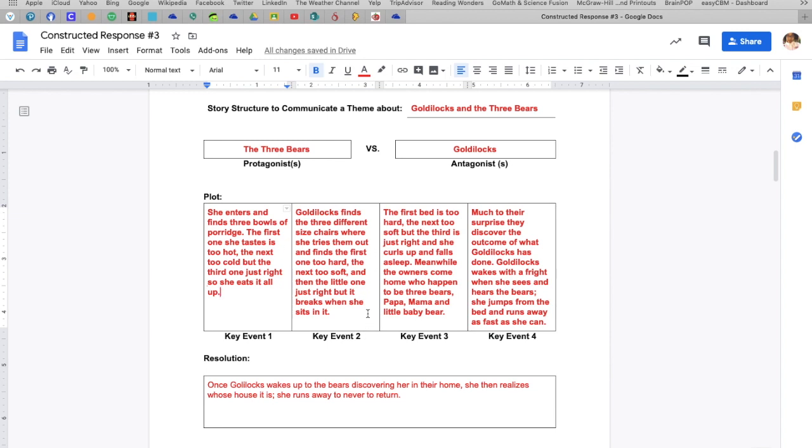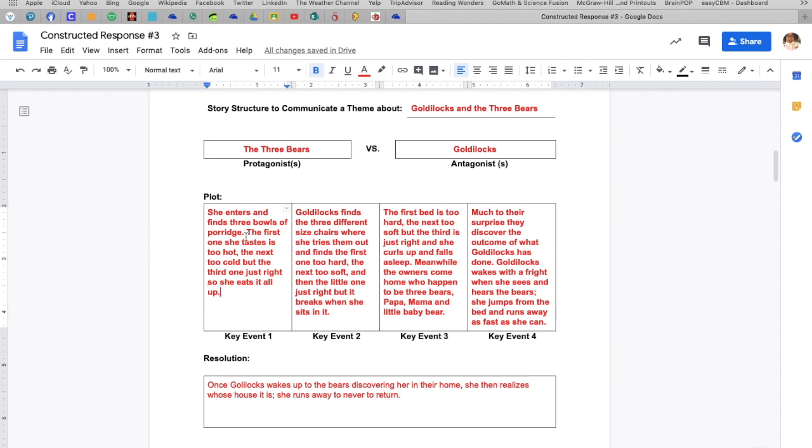The second detail was Goldilocks finds the 3 different size chairs, where she tries them out and finds the first one too hard, the next one too soft, but then the little one just right. But when she sits on it, she breaks it. The third detail is that the first bed was too hard, the next one was too soft, but the third one was just right, and she curls up. The owners had come home while she was sleeping. And those 3 owners were the mama bear, the papa bear, and the baby bear.